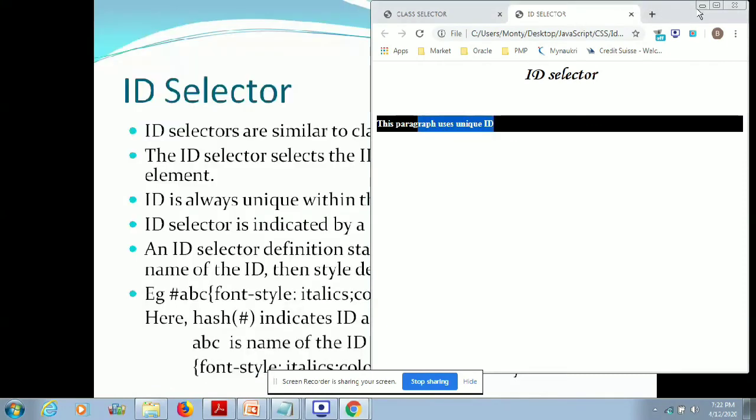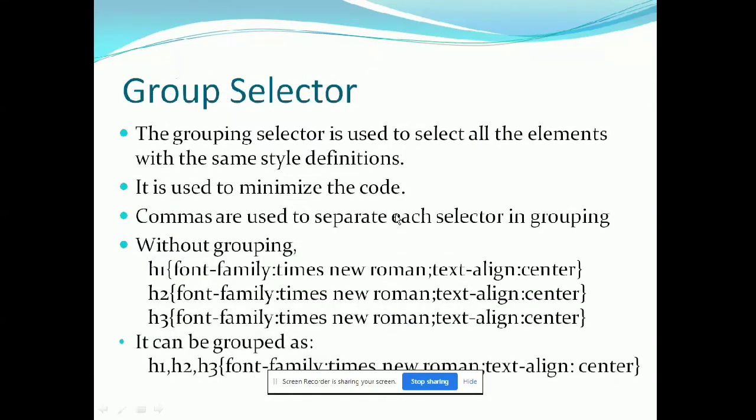Now, next one is grouping selectors. This is a very easy topic. The grouping selector is used to select all the elements which have the same style definitions. If I have H1, H2, H3 using the same style, then I can combine them together using a comma. It is used to minimize the code. Commas are used to separate each selector in the grouping.